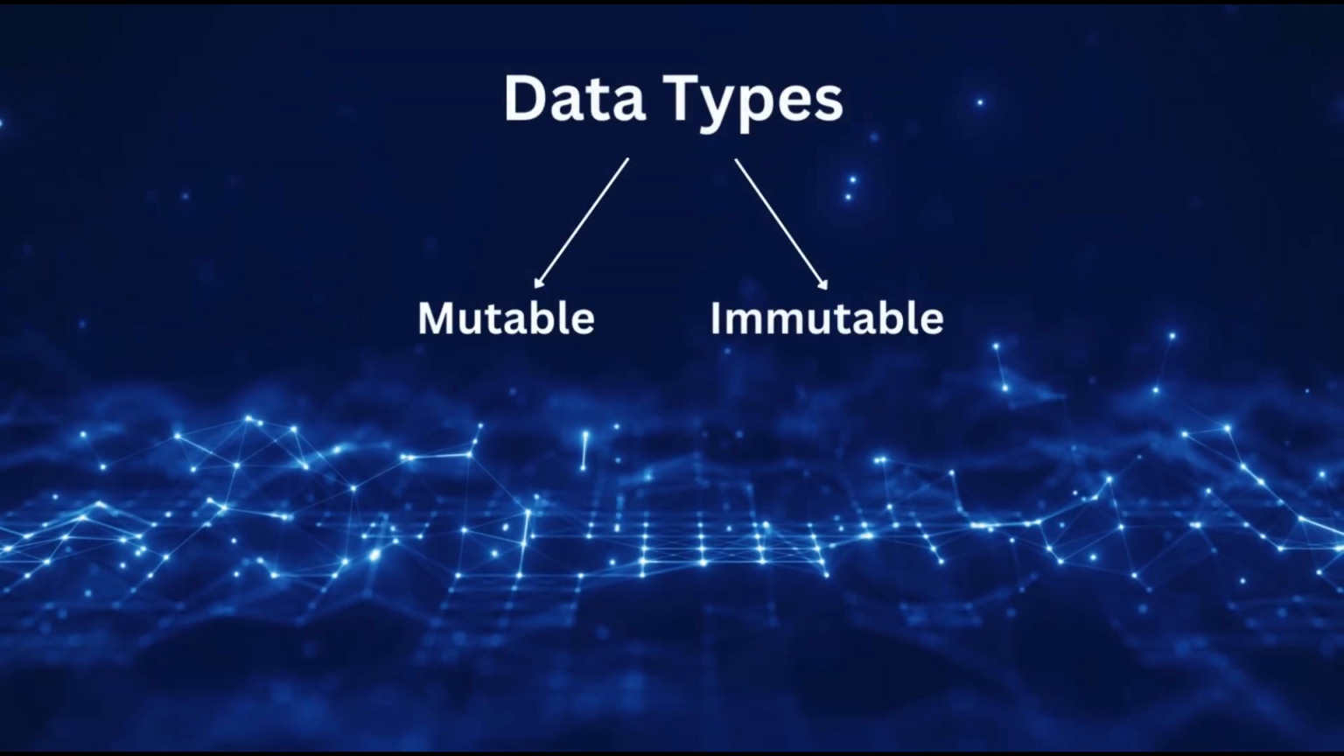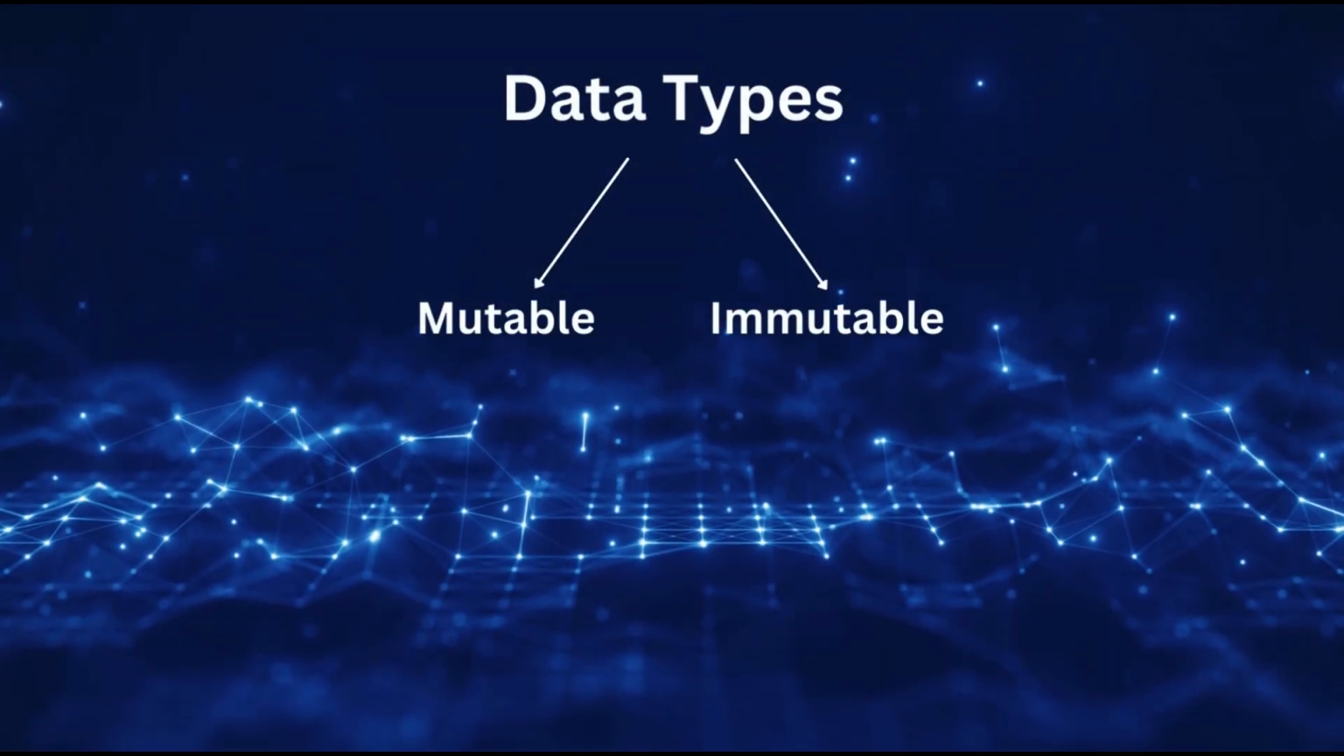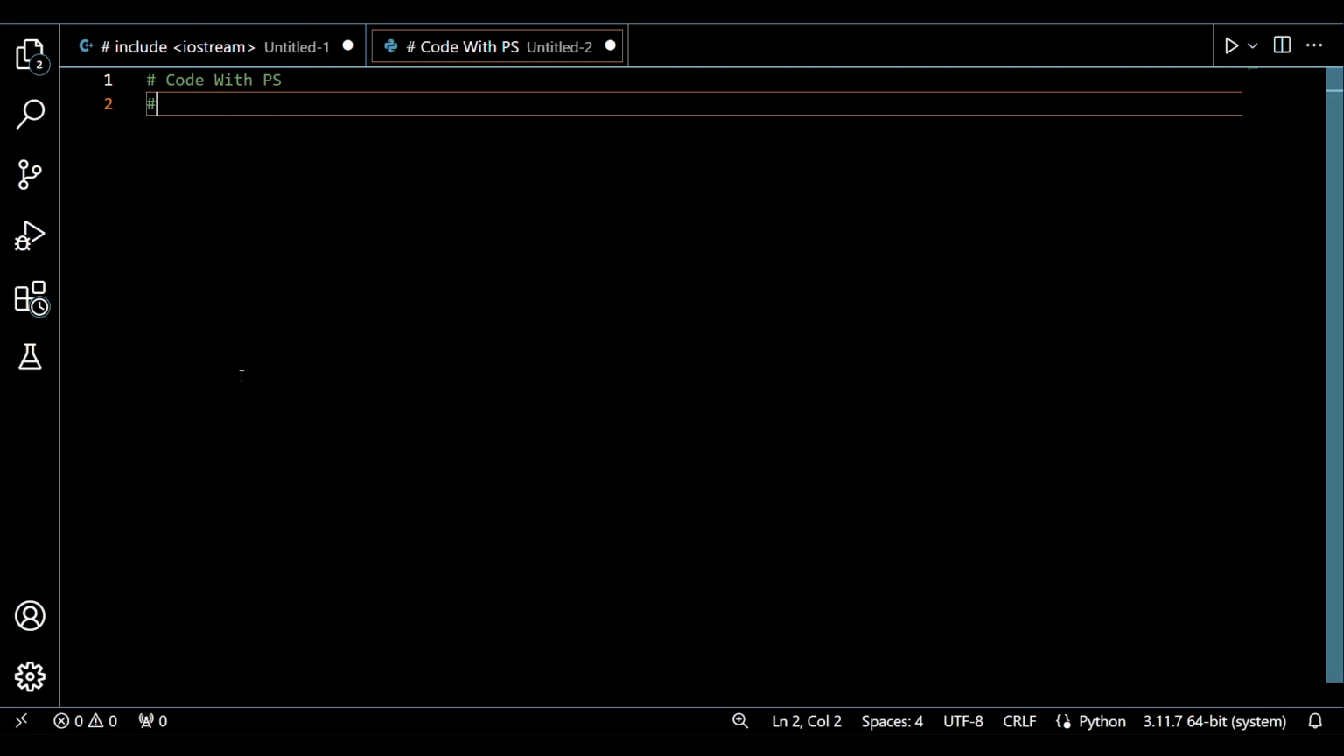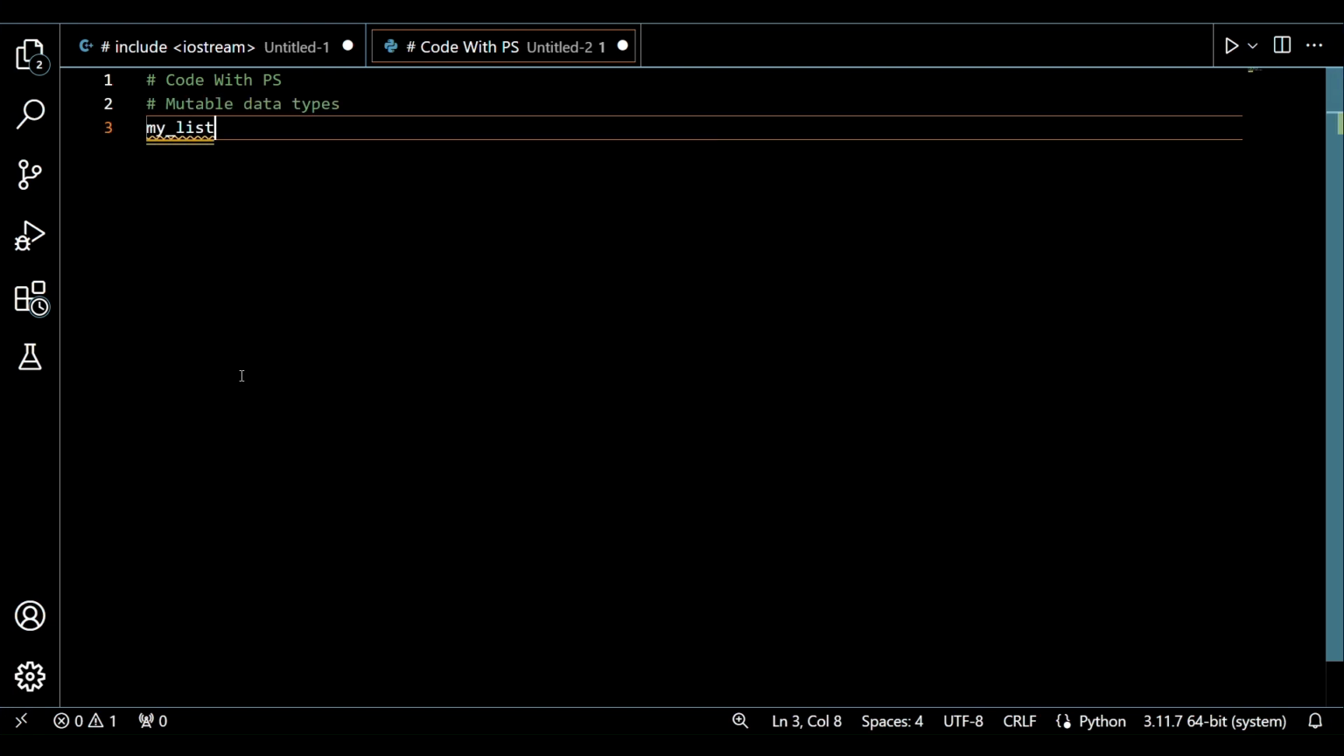In Python, data types are classified as either mutable or immutable. Mutable data types can be changed after their creation, while immutable data types cannot. Examples of mutable data types include lists, dictionaries, and sets. Let's see some examples. First of all, let's see examples of mutable data types.